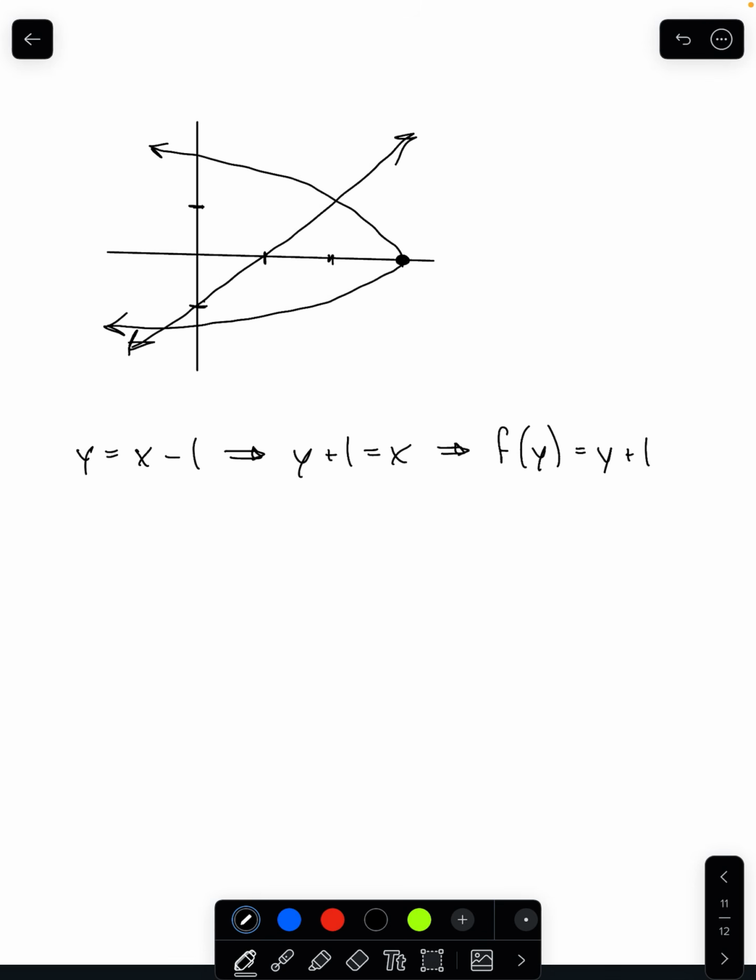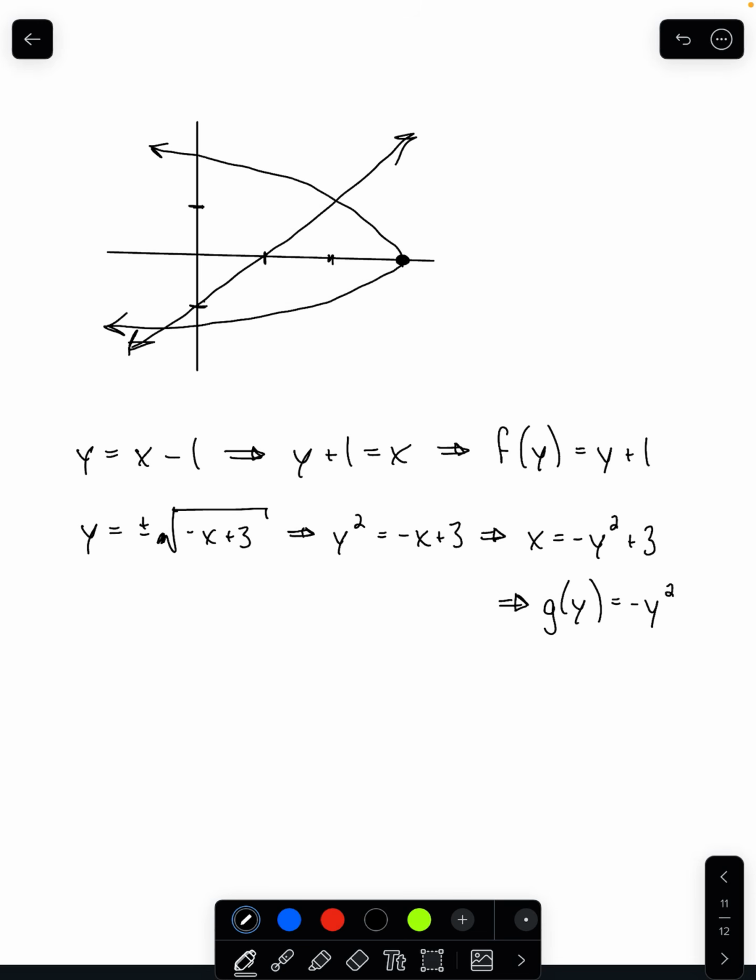In the same way, we can take the function, the parabola, and instead of writing it as y equals plus or minus the square root of negative x plus 3, what if we squared both sides and then interchanged the x and the y on this equation to give us x on the left, positive x on the left, is equal to negative y squared plus 3 on the right, and therefore called this g of y is equal to negative y squared plus 3.